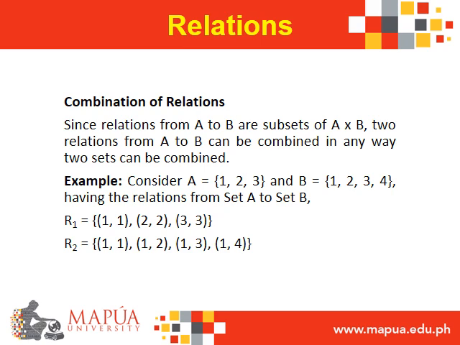Since R1 and R2 are subsets of A times B, we can perform the union of relations R1 and R2, upon which the union of the relations would be the ordered pairs found in R1 or in R2 or both. Therefore, the union of R1 and R2 would contain the following ordered pairs: (1, 1), (1, 2), (1, 3), (1, 4), (2, 2), and (3, 3).